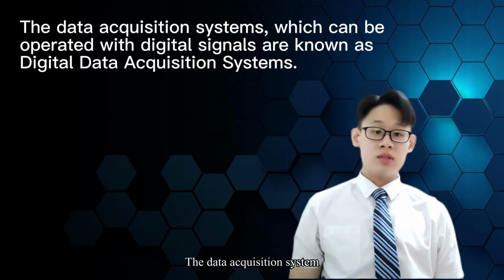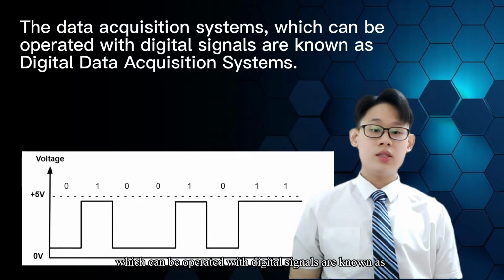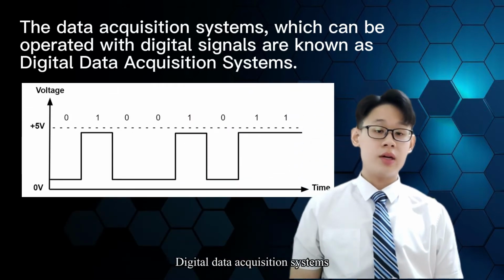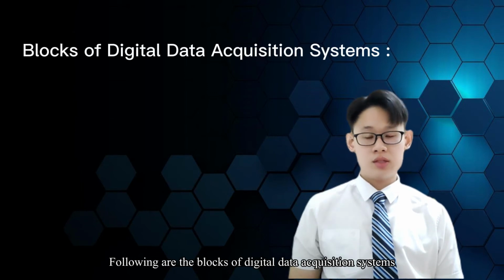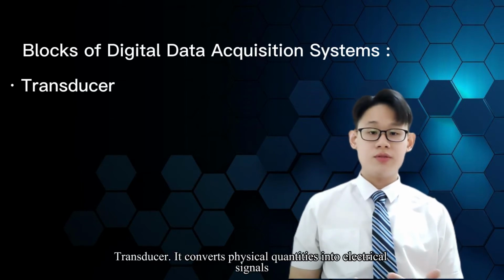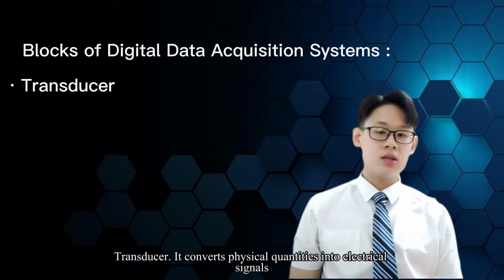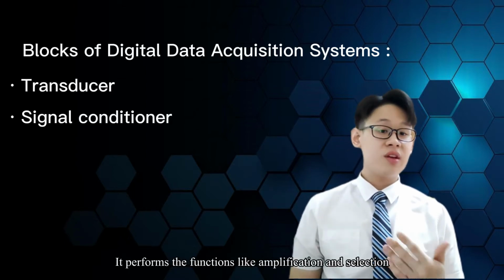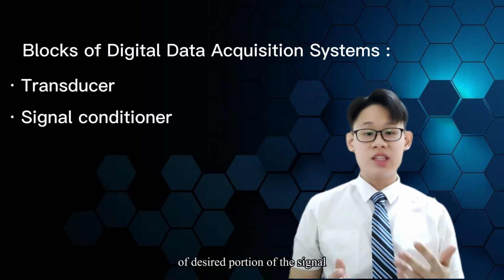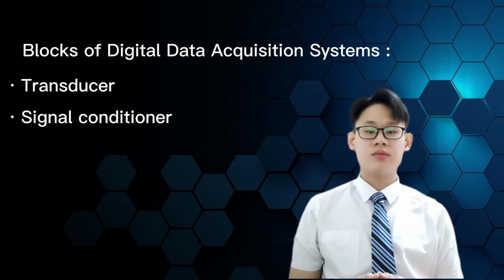The data acquisition systems which can be operated with digital signals are known as digital data acquisition systems. Following are the blocks of a digital data acquisition system. Transducer, it converts physical quantities into electrical signals. Signal conditioner, it performs functions like amplification and selection of the desired portion of the signal.